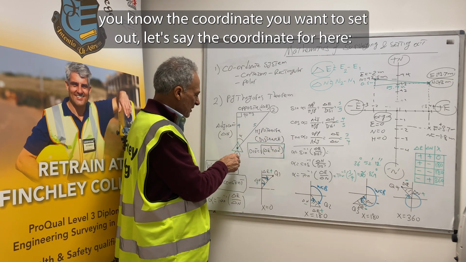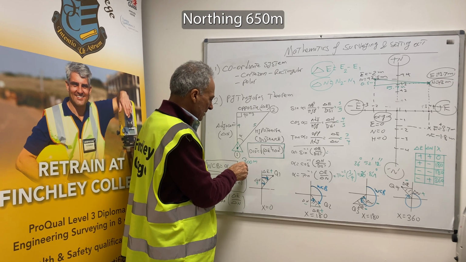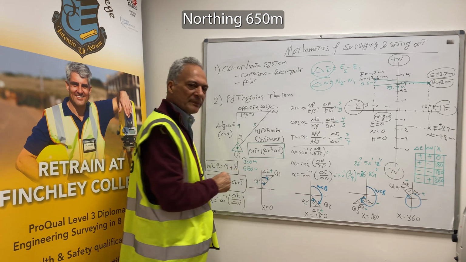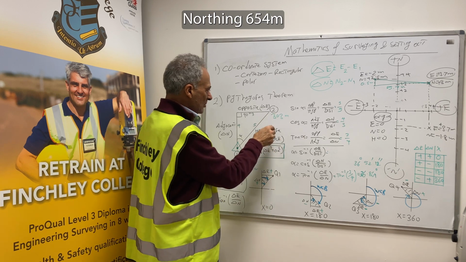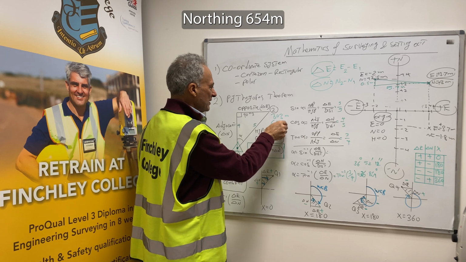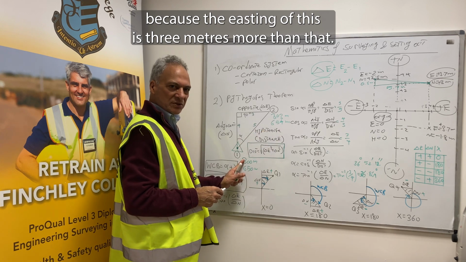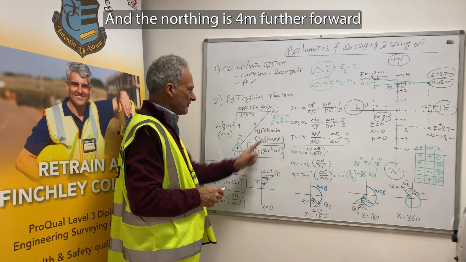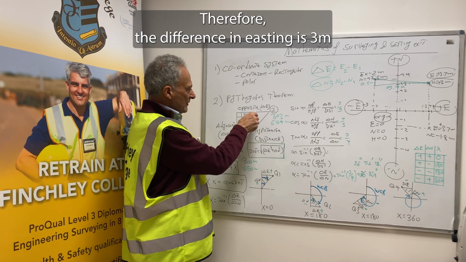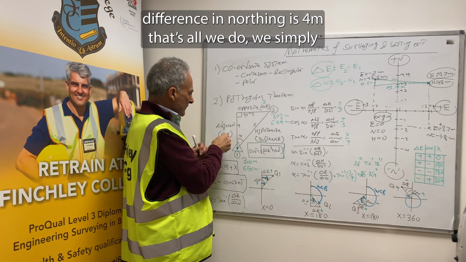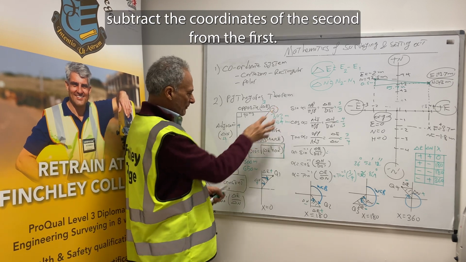Let's say the coordinate for here, easting, say 300 meters, and the northing is, say, 650 meters. In this point, the easting is 303 meters, and the northing is 654 meters. So this point is 3 meters to the right, because the easting of this is 3 meters more than that, and the northing is 4 meters further forward, because its northing is 4 meters more. Therefore, the difference in easting is 3, difference in northing is 4. That's all we do. We simply need to subtract the coordinate of the second from the first.